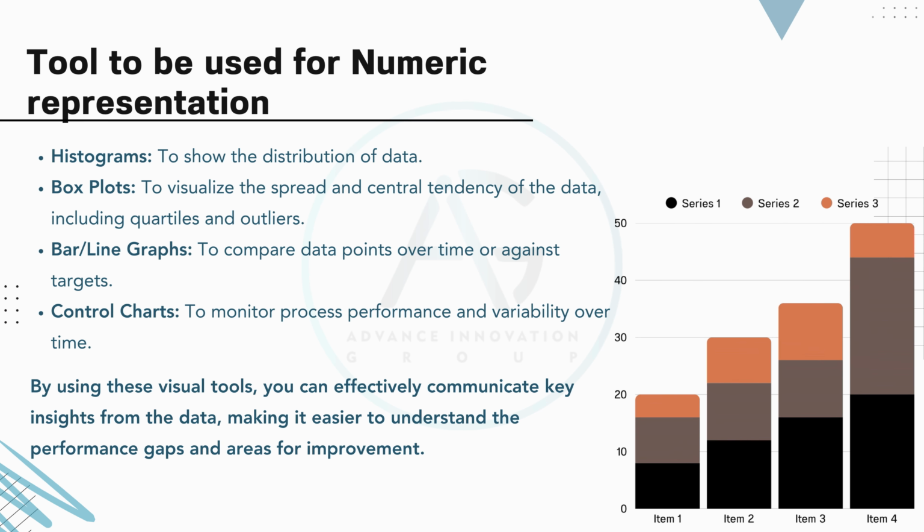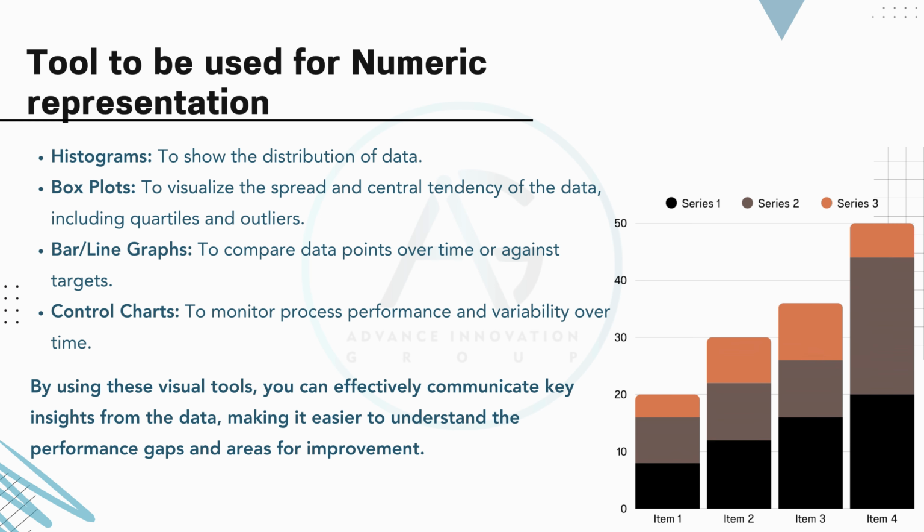This slide continues our discussion on tools used for numeric representation, highlighting some of the most commonly used graphical tools in data analysis. Histograms are used to show the distribution of data. They help us quickly see patterns, such as skewness, or whether the data is normally distributed. Box plots are great for visualizing the spread and central tendency of data.